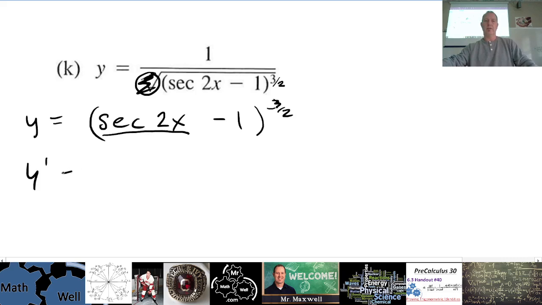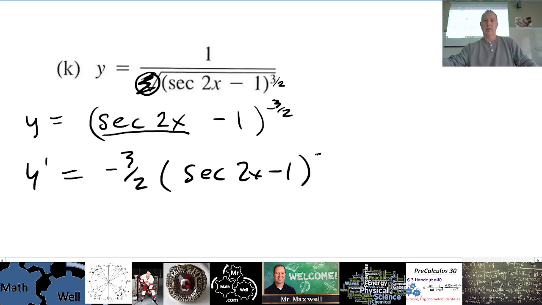So if we take the derivative of that now, we have negative 3 over 2 times secant 2x minus 1. And then we subtract 1 from the exponent, so 3 over 2 minus 2 over 2 is negative 5 over 2. Okay, so that's the outside layer taken care of.